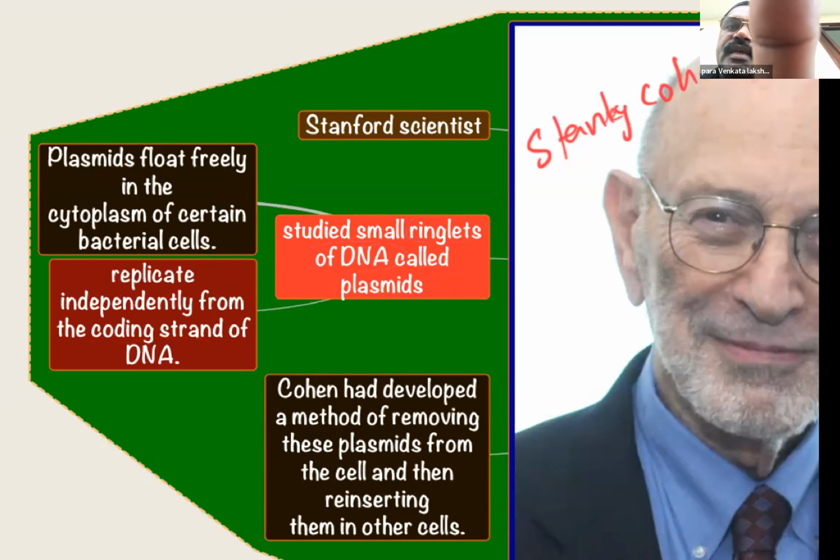What did Cohen do? What is the greatness of Cohen? He developed a method of removing these plasmids from the cells and then reinserting them into other cells. That is what he did.